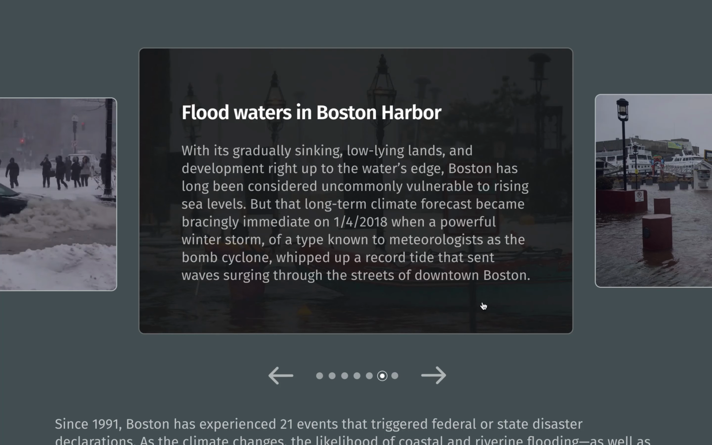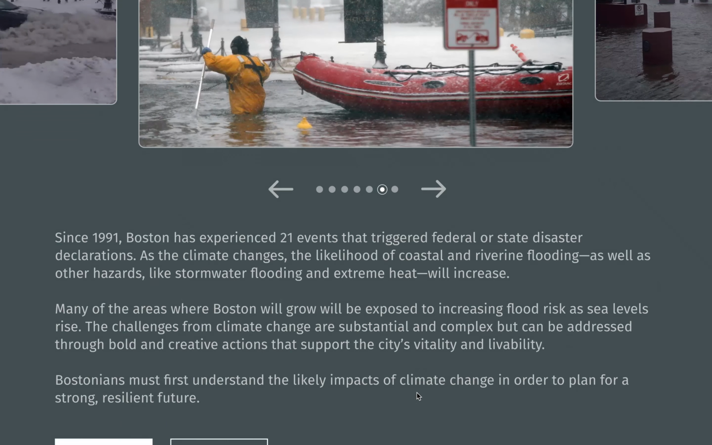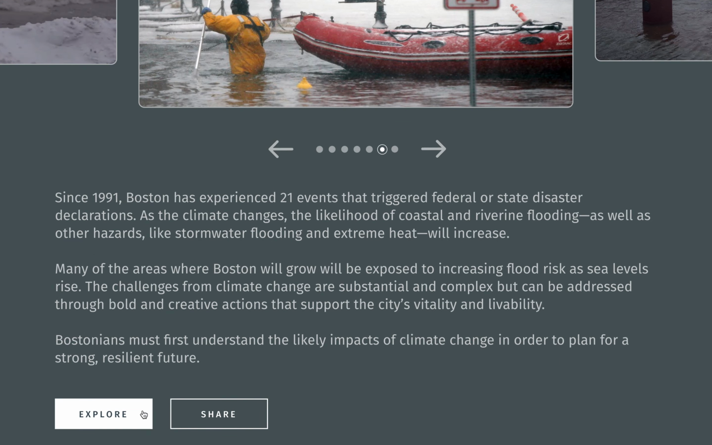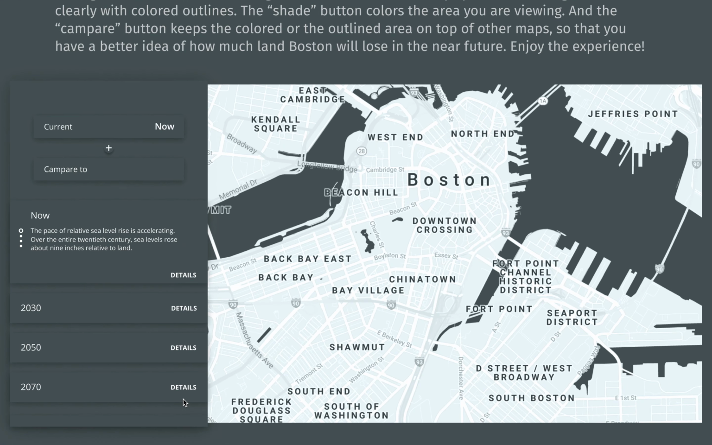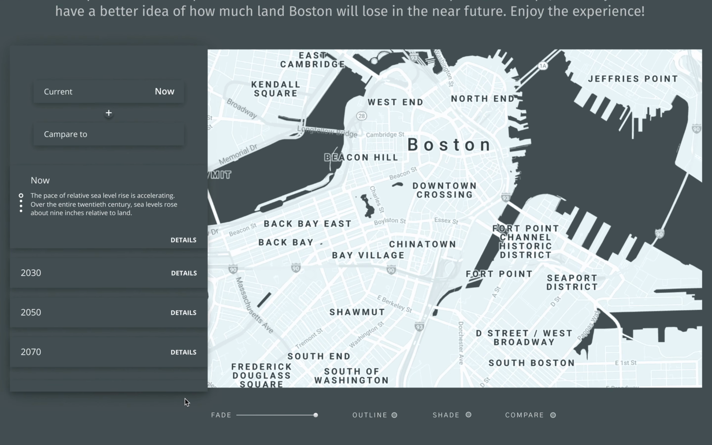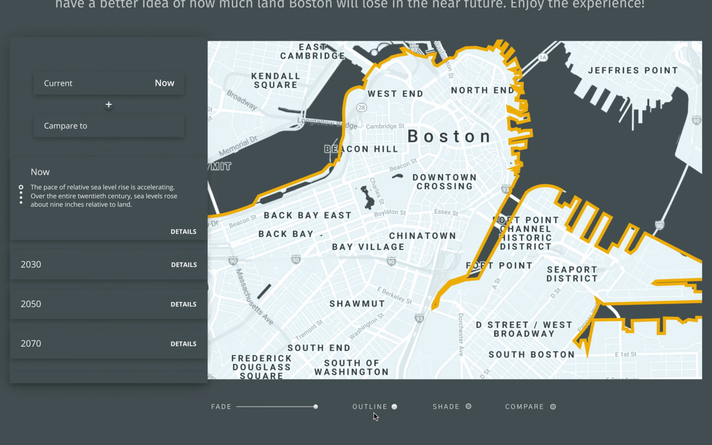The challenges from climate change are substantial and complex, but can be addressed through bold and creative actions that support the city's vitality and livability. The Future Map Predictor gives its users a better idea of how much land Boston will lose in the near future. Let's outline the map for a better clarity.